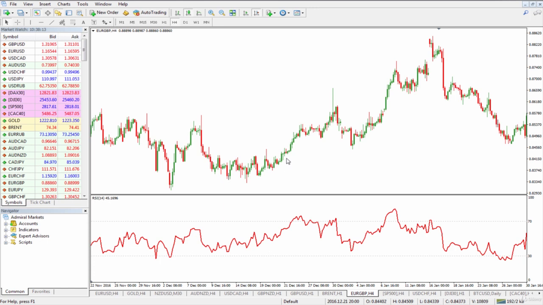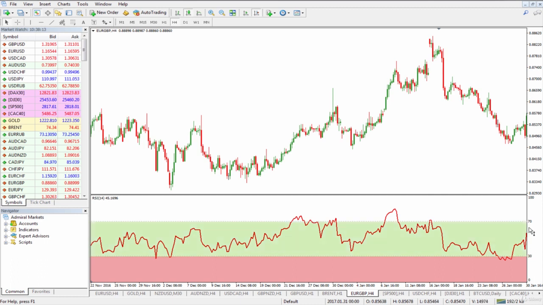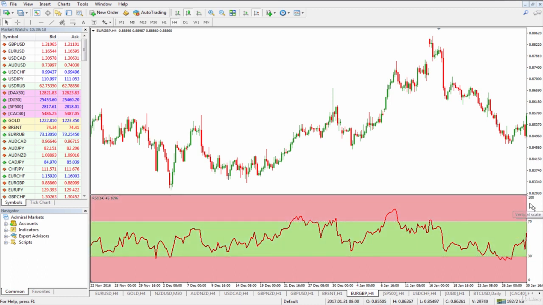First and foremost, the space in which the indicator moves is divided into 3 zones. The first zone is from 0 to 30, the second zone is from 30 to 70, and the third zone is from 70 to 100. For us, the first and third zone are important, and the signals that these zones provide are very simple.